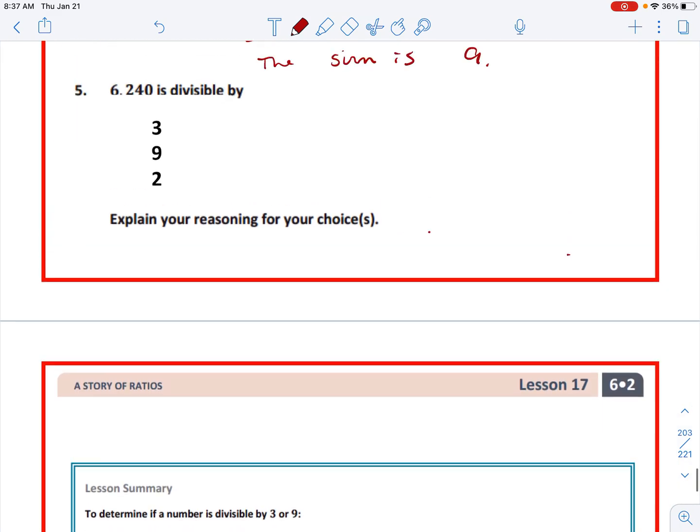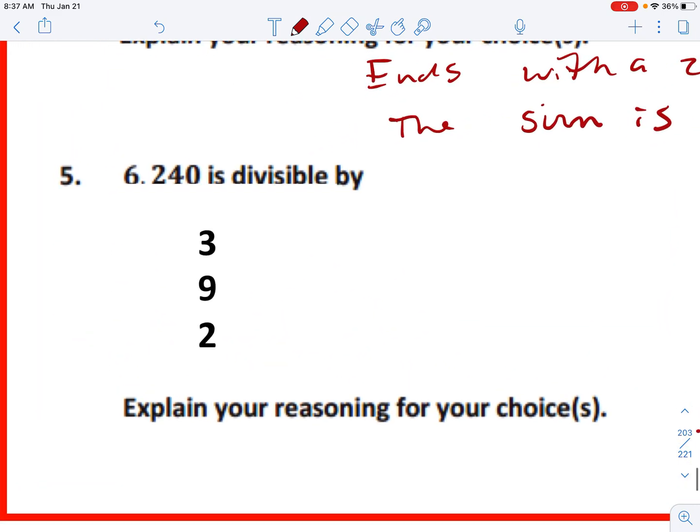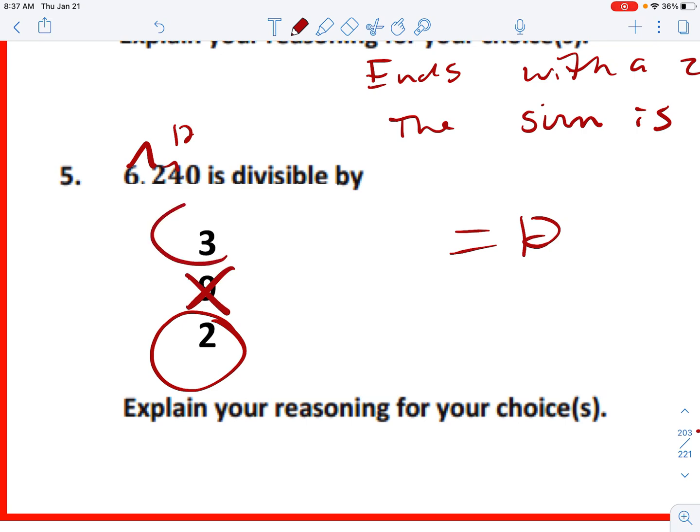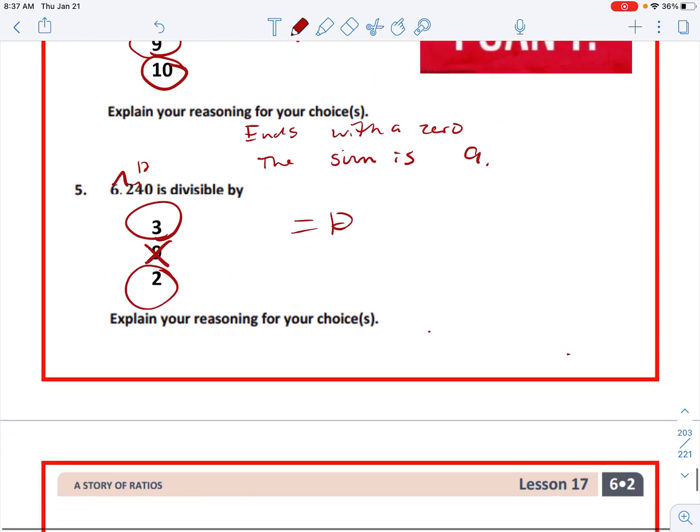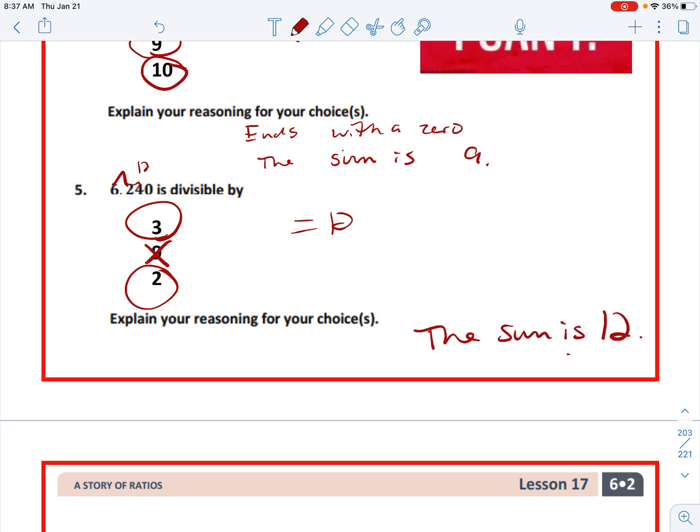All right, guys, we are almost there. Number 5. Says 6,240 is divisible by 3, 9, or 2. So right off the bat, this is an even number because it ends with the 0, so I know it can be divided by 2. Okay, now let's add up the digits. 6 plus 2 is 8. Okay, 8 plus 4 is 12. So our sum is 12. 9 can't go into 12, but 3 can. Okay, explain your reasoning. The sum is 12.